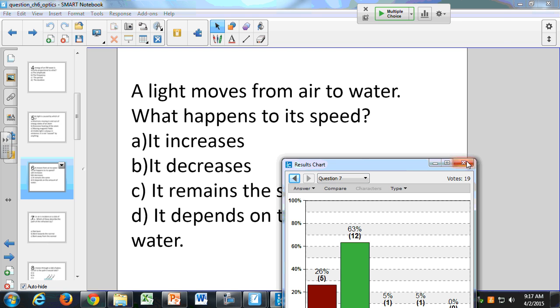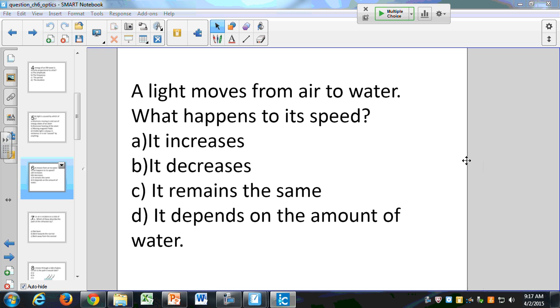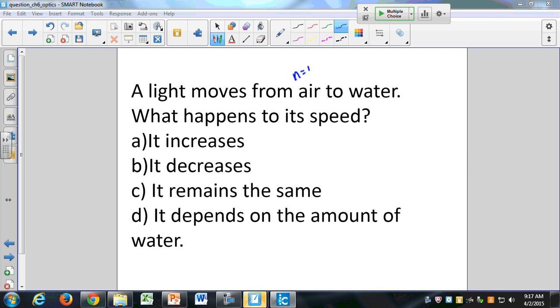B is right. When it moves from air, where the index of refraction equals 1, to water, where the index of refraction is 1.3, the index increases. That means that the speed is going to decrease. Materials that have a higher index of refraction will have a lower speed. You don't need to know the index of refraction for water, but you do need to know that for air, the index is 1, and that you can't go any lower than that. Air is basically like a vacuum as far as light's concerned.